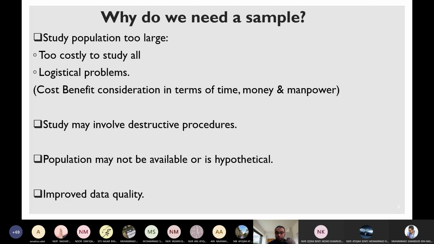Sometimes the applicable population is not available or is hypothetical, meaning sometimes we don't know by figures how big the population is. This is what you mean by hypothetical, or sometimes in the references you call it infinite. Another reason is to improve data quality. Managing data on a smaller scale, you can look after the quality better than with a bigger data set of hundreds of data.